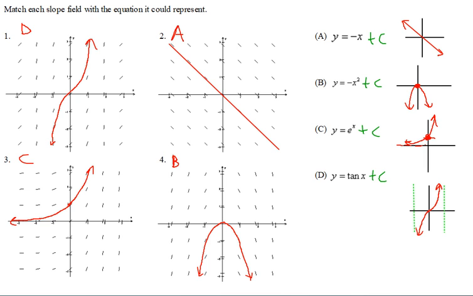But again, if you're given any equations where you don't know what the graph looks like, just plug in a few points to see what the graph looks like, and then you can see if it fits in the slope field. And that concludes the notes for AP Calculus on the topic of slope fields.